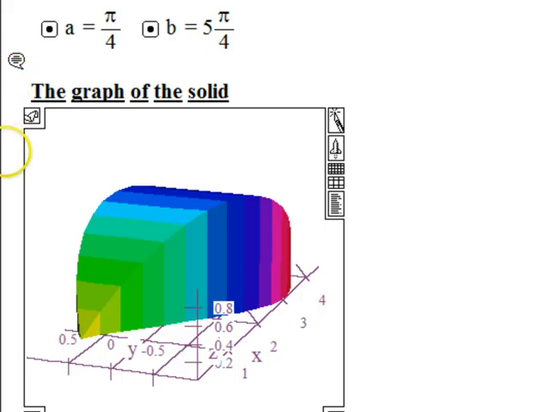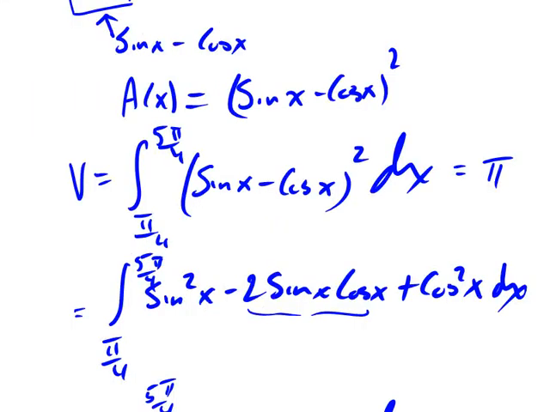This one is the same as that one. So the area is that side length squared. There's that side length squared. And I integrate that thing times dx. So that area times a little bit of thickness in the x direction is a little bit of volume, and I add up all those volumes for x values between pi over 4 and 5 pi over 4. And in this case, it turns out to be pi.